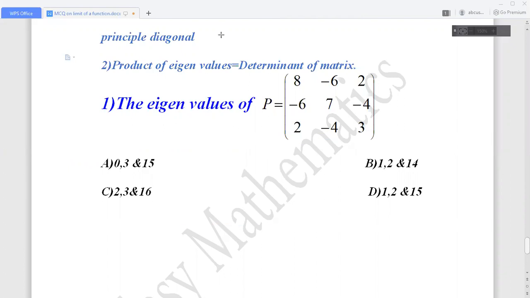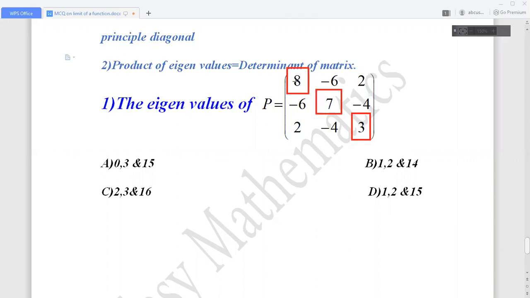Let's use the properties of eigenvalues, starting with the first property, which is the sum. The sum of the eigenvalues should be equal to the sum of the elements in the principal diagonal. In this matrix P, this is the principal diagonal, and the elements in it are 8, then 7, and then 3.